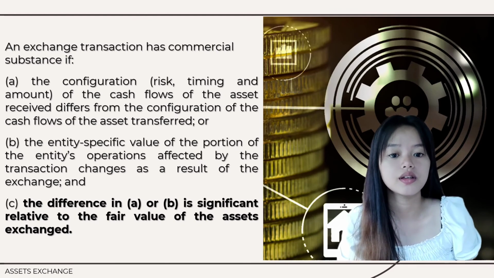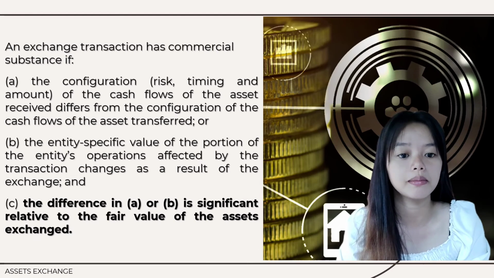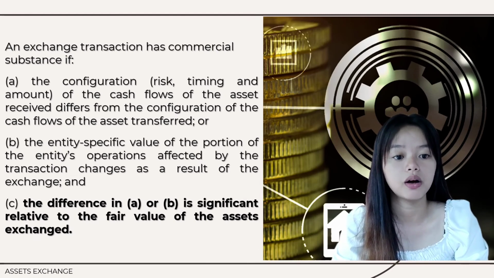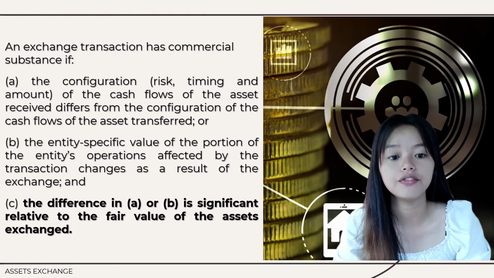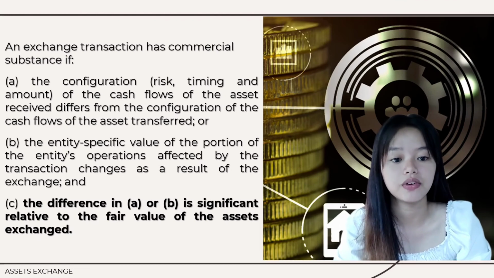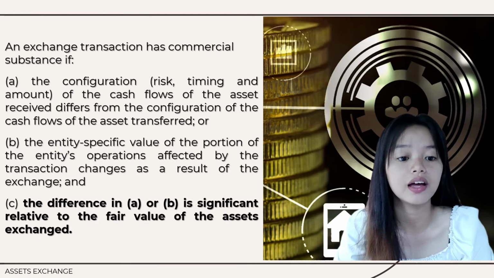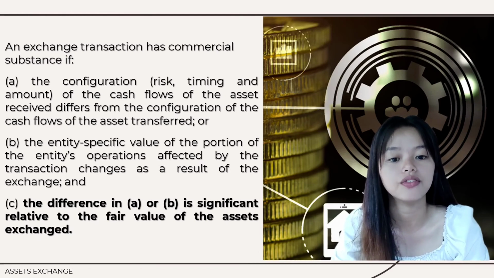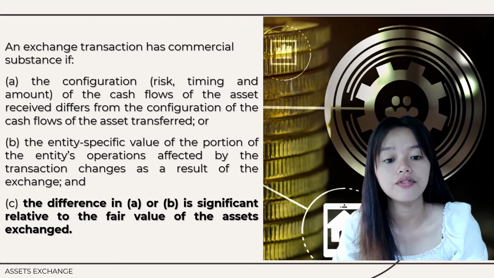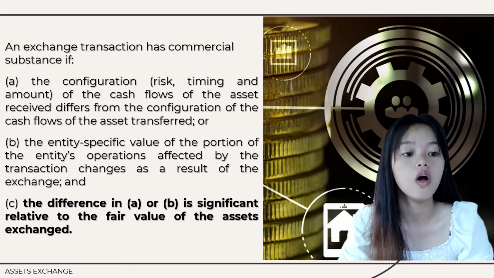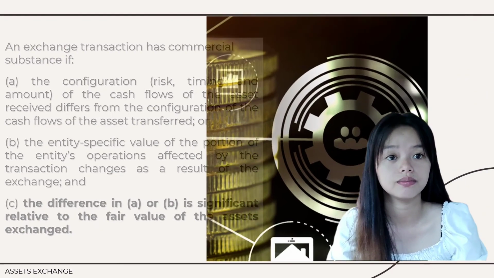An exchange transaction is considered to have commercial substance if the configuration, like risk, timing, and amount of the cash flows of the asset received differs from the configuration of the cash flows of the asset transferred, or the entity-specific value of the portion of the entity's operation affected by the transaction changes as a result of the exchange, and the difference in letter A or B is significant relative to the fair value of the assets exchanged.